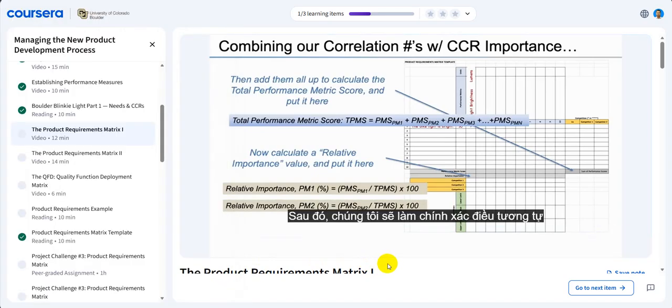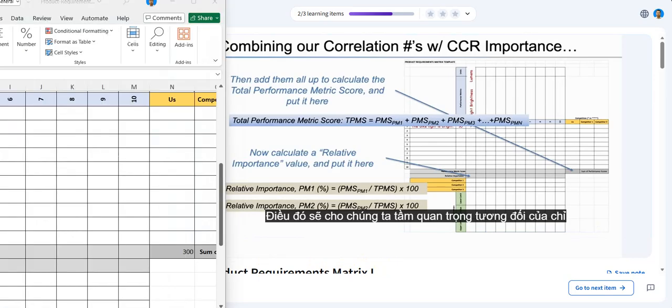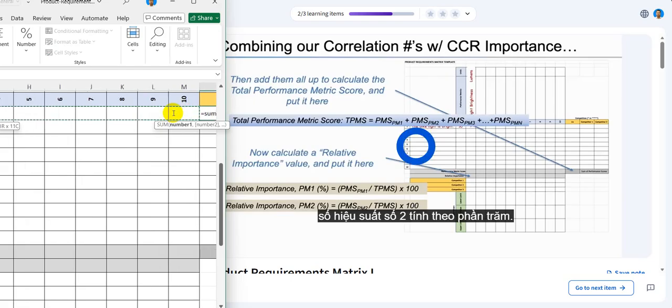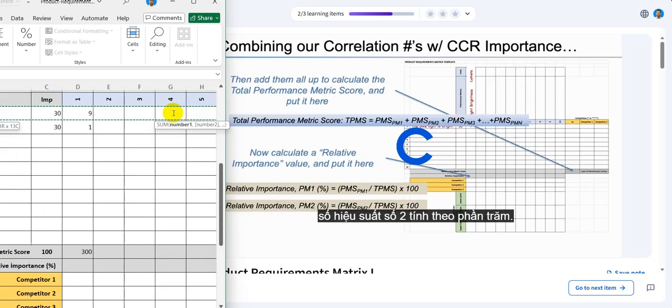We would then do exactly the same thing for performance metric number 2. Take its performance metric score and divide that by the total performance metric score that we just calculated. That will give us the relative importance of performance metric number 2 in percent. You do exactly the same thing for number 3, for number 4, and all the other performance metrics that you might have.